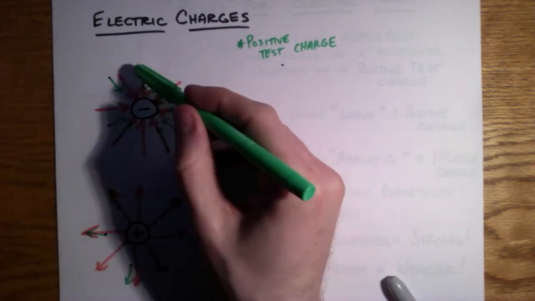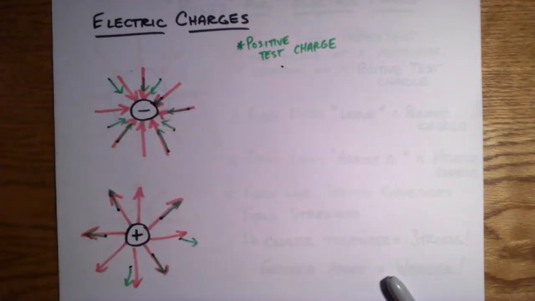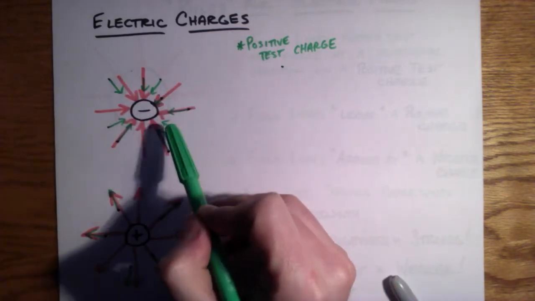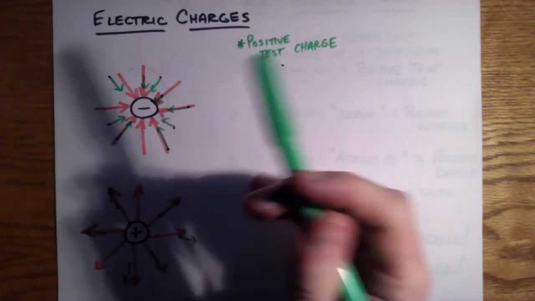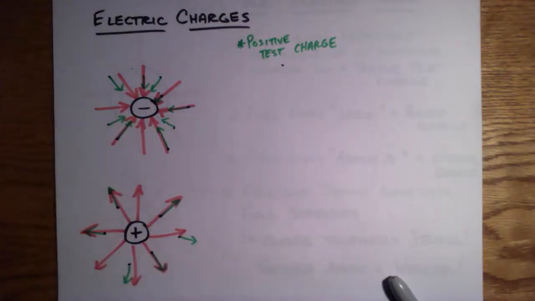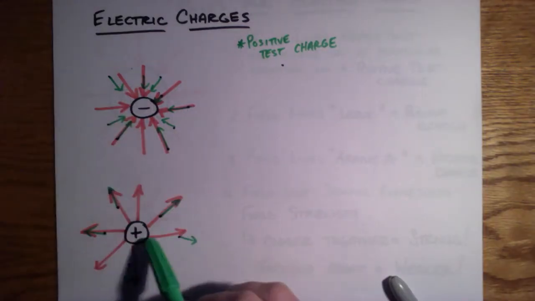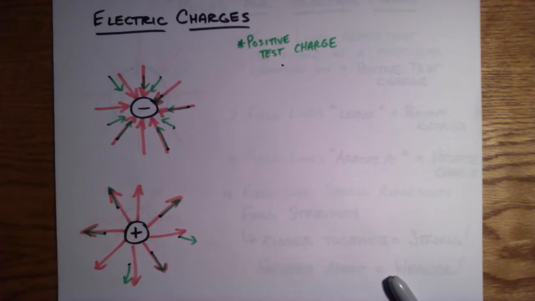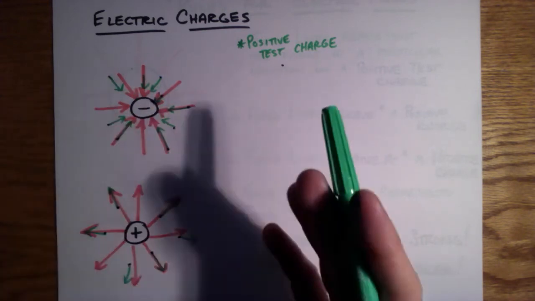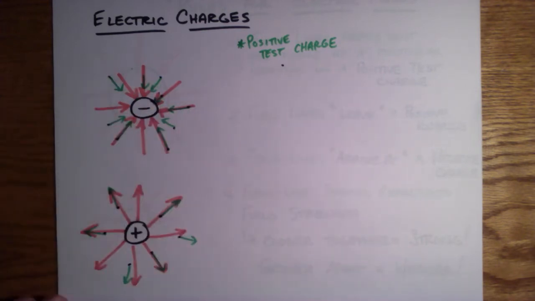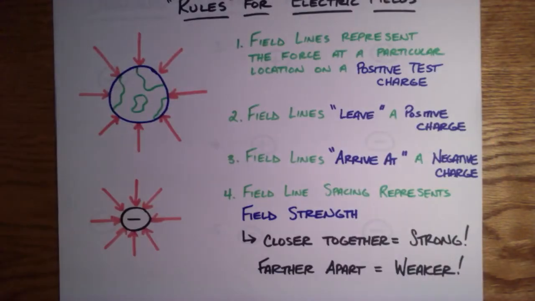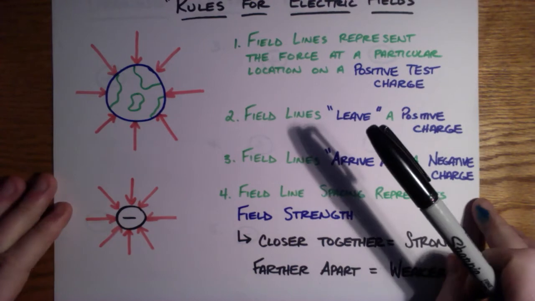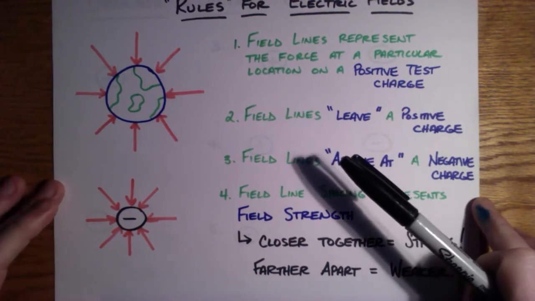A negative charge will always have field lines that travel towards it because anytime I take a positive test charge and place it near a negative charge, it will be drawn towards it. So positive charge field lines will always travel away. Negative charge will always have field lines that travel towards or arrive at, so to say, that charge. Now that we've had a little bit of discussion there, I just want to give you the general rules for electric fields.